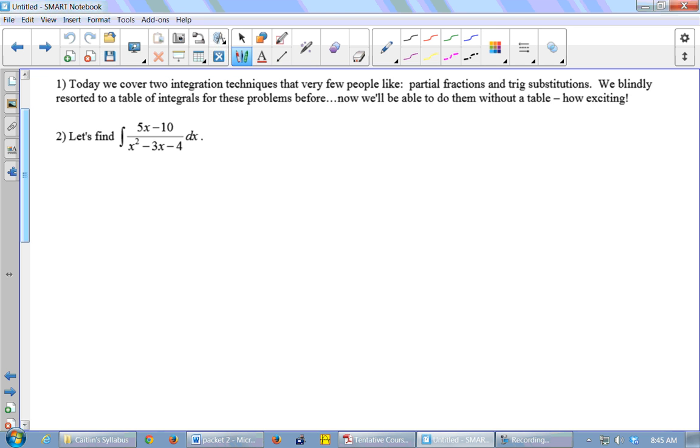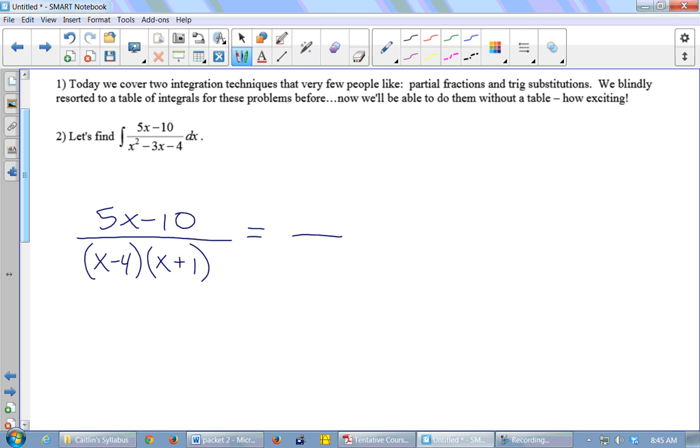So the idea behind partial fractions is to take a complicated looking fraction and rewrite it as the sum of 2 simpler fractions. So I would like to take 5x minus 10, and that denominator factored would be x minus 4, x plus 1. So that's my fraction. I would like to rewrite it as a sum of 2 simpler fractions, preferably fractions that would be easy to take an antiderivative of, right? So then I could take the antiderivative of each fraction separately and add them together.